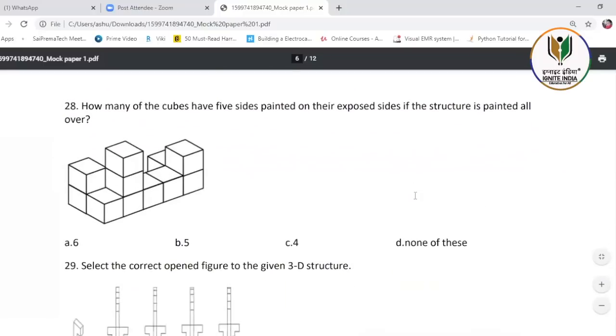Now, see this question. How many of the cubes have 5 sides painted on their exposed sides if the structure is painted all over? That means the bottom also is painted. They have asked which of these have 5 sides painted. Now, see, first one, if you consider 1, 2, 3, previous behind 2 which are not visible are also painted because it's exposed. So this is one.